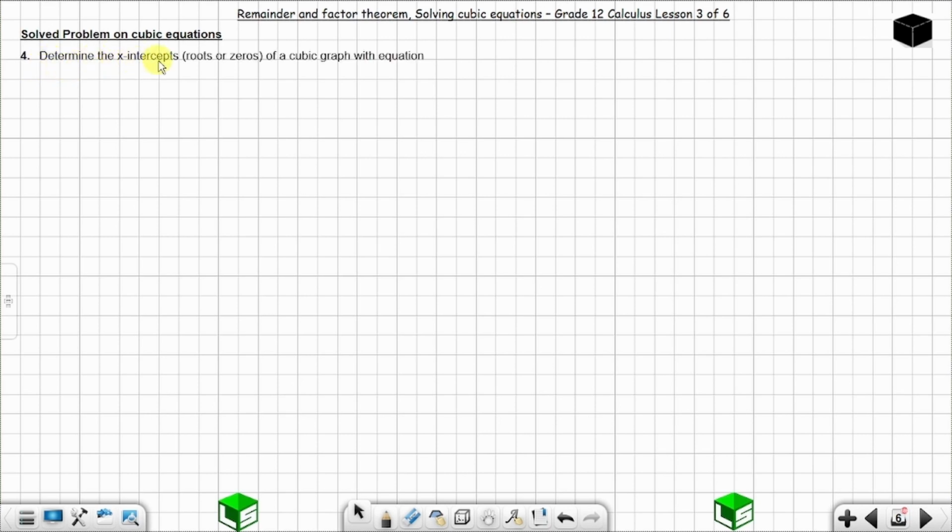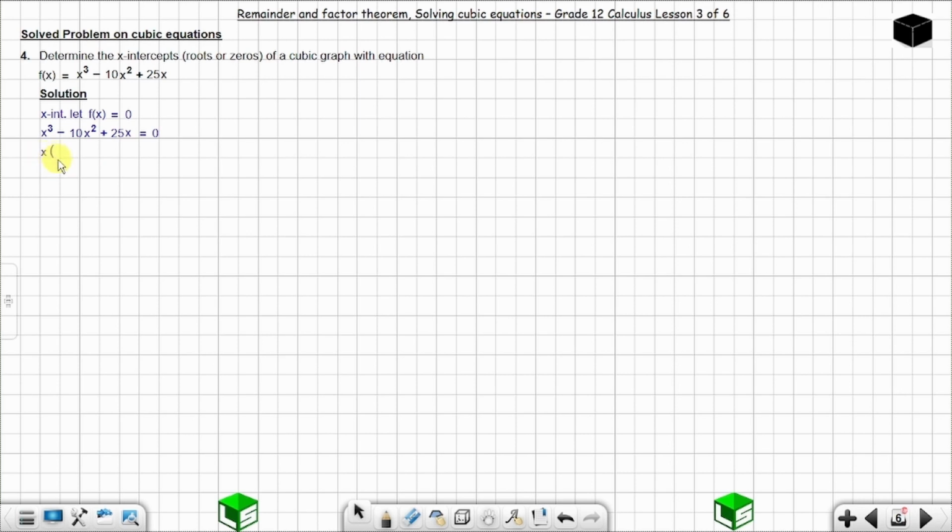Determine the x-intercept, or determine the roots, or determine the zeros of a cubic graph with equation f of x is equal to this. So solution, as always, to determine the x-intercept, you let y equal to 0. Your y is f of x. So you let f of x equal to 0, right? Before you can carry on, you have to notice that x is common in all the terms. What you are going to do is to factorize x outside of the bracket.